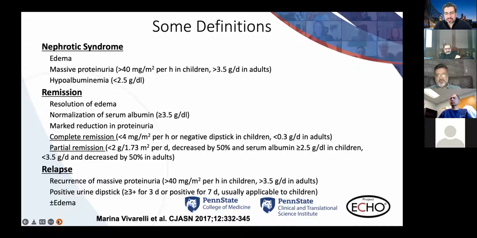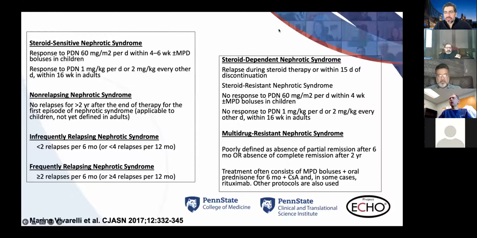And the relapse is really the recurrence of proteinuria and a positive urine dipstick again in kids, as you mentioned. So this was the table about steroid sensitive nephrotic syndrome and steroid dependent nephrotic syndrome, and there was the category of multi-drug resistant nephrotic syndrome. We discussed that sensitivity is response in 4 to 6 weeks, and I think 4, as you just corrected. In adults, that time frame is 16 weeks because some adults, as I showed you, have a delay in response, or the response is not as quick or robust as compared to children. There is a non-relapsing flavor: no relapse for more than 2 years after the end of therapy. This is applicable to children, not yet defined in adults.